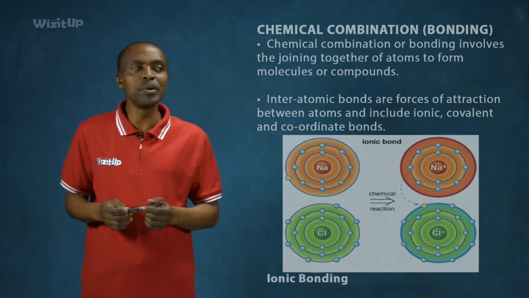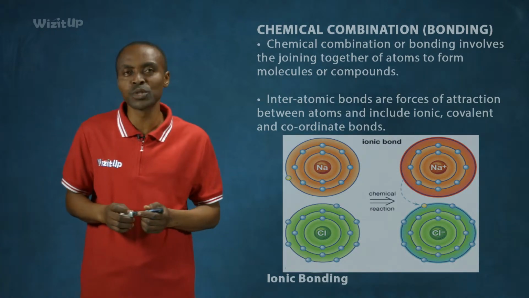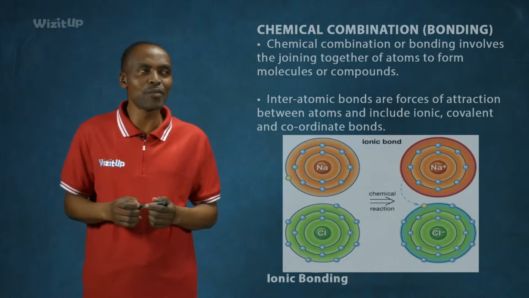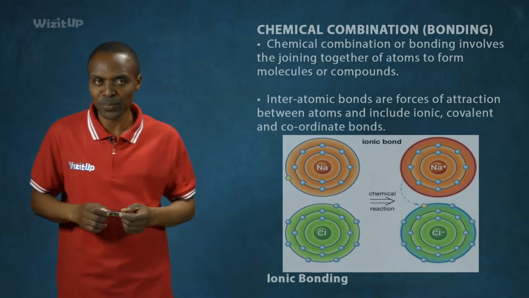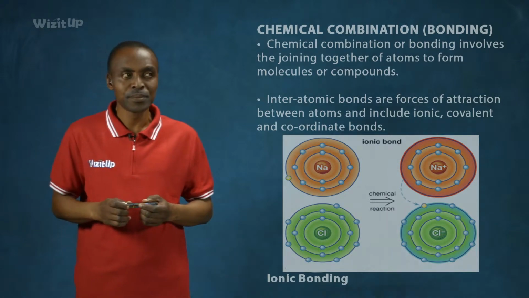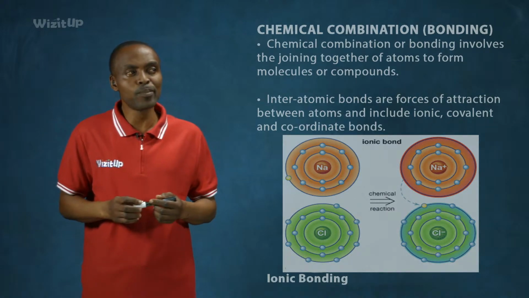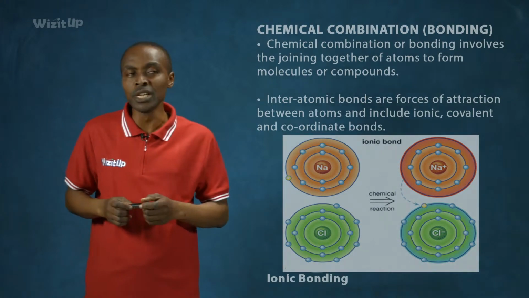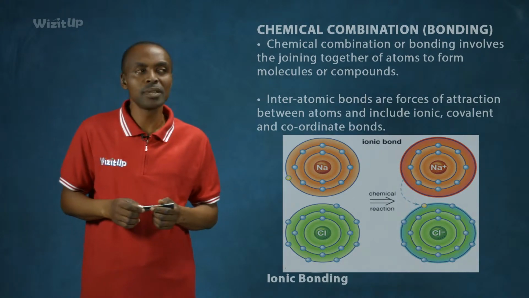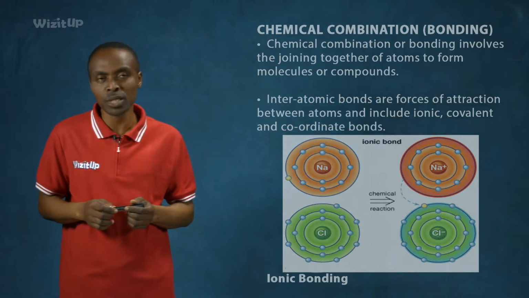Another important topic we are going to look at will be chemical combination or bonding between atoms. Chemical combination or bonding involves the joining together of atoms to form molecules or compounds. Interatomic bonds are forces of attraction between atoms, and they include ionic, covalent, and coordinate bonds.